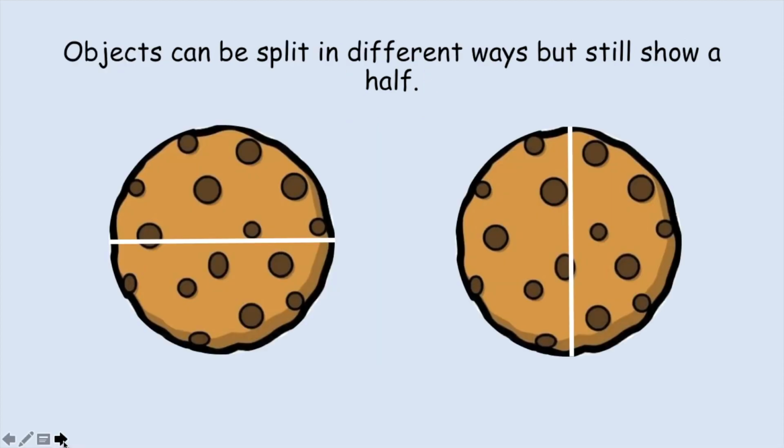Objects can be split in different ways, but still show a half. So these cookies are both showing different ways of how to cut the cookie in half. So even though they are cut differently, so one's like this way and one is this way, they are still showing half of a cookie because they are the same on each side. The parts are equal.